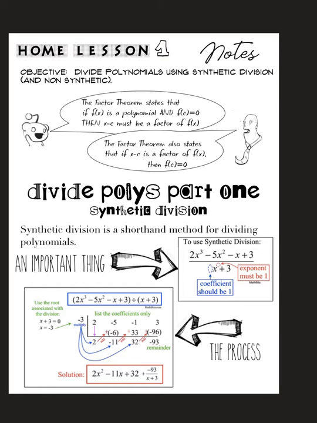The first page of notes is a visual thing for you to go back and take a look at after I show you how to divide using synthetic division. There is an important thing when it comes to using this method: when you're dividing polynomials, the divisor has to be a binomial, the exponent must be 1, and the coefficient should be 1. Those things are important in order to use this method.